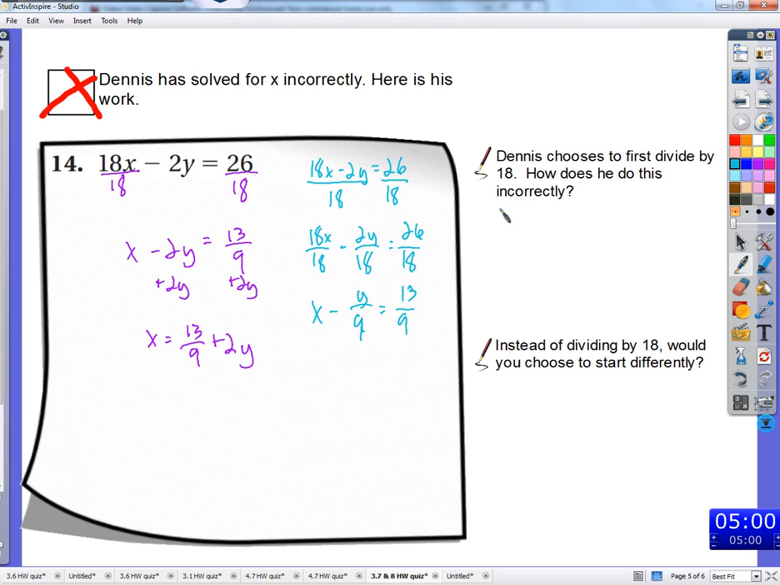Well, let's first say that he didn't divide the entire left side. Let's just say that. If you're not writing these down with your own hands, in your own handwriting, you're not getting the full experience. Okay? Instead of dividing by 18, would you choose to start differently? Would you guys choose to do something differently to start from dividing by 18? Would you take a quick second and write it down?